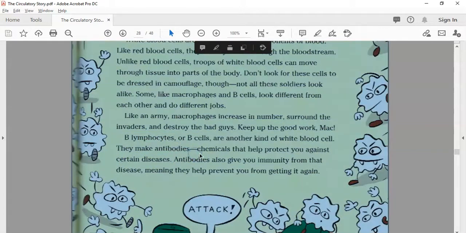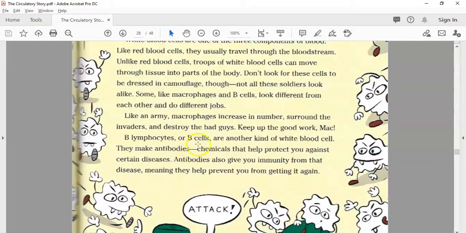Look at this. The author included this little dash to tell you what antibodies are. So they're chemicals that help protect you against certain diseases. Some of us don't get sick as often as others of us. For example, when flu season comes around, some of us get sick right away. So that means your white blood cells, maybe they're a little low, or they're not as strong fighting it, or you don't have that antibody yet.